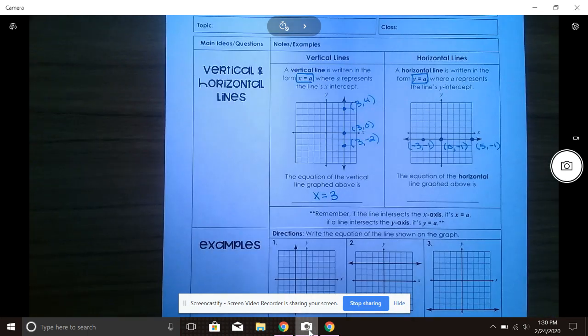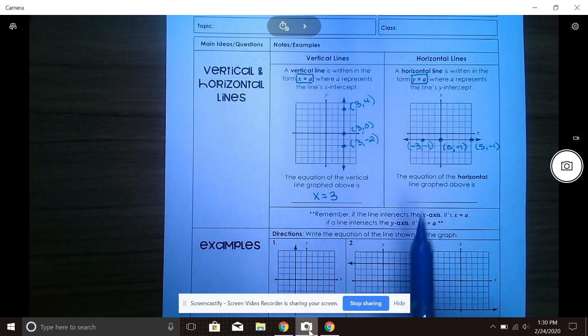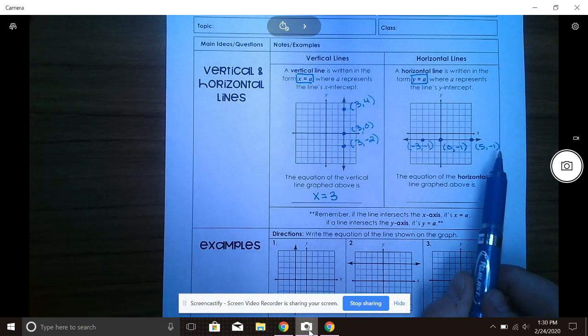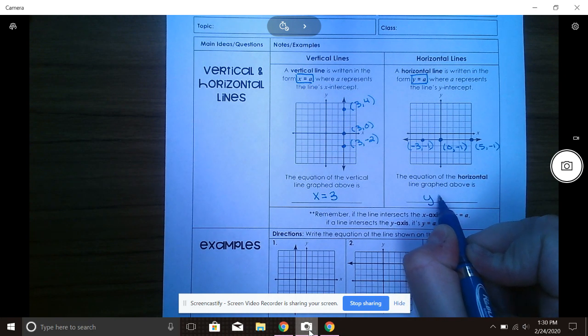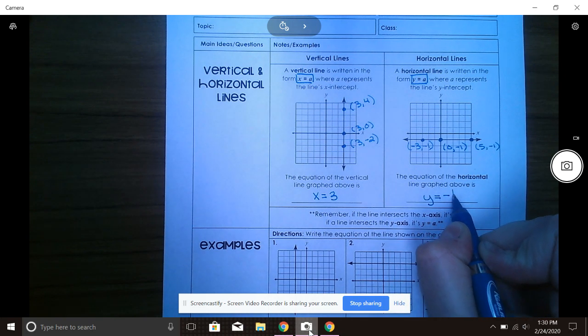The part that's consistent here is the y value. Every y value is a negative 1. This helps us understand that the equation of this line is y equals negative 1.